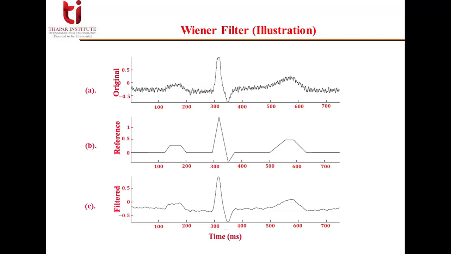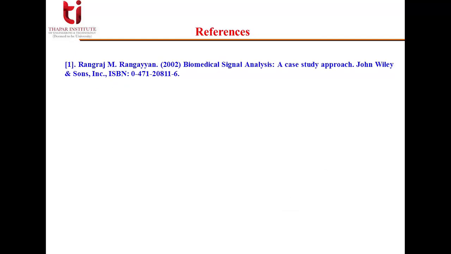Now we are using this desired signal and we have the original signal, which is x(n), and when we apply this Wiener filter concept, we get signal C, which is nothing but the output of the Wiener filter. So I hope you understand this topic. This is the reference we have taken.